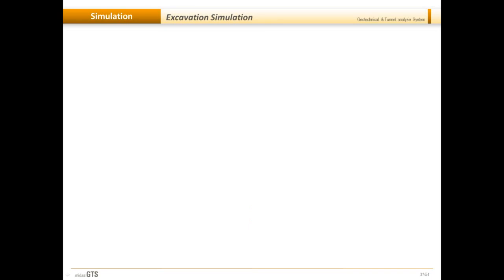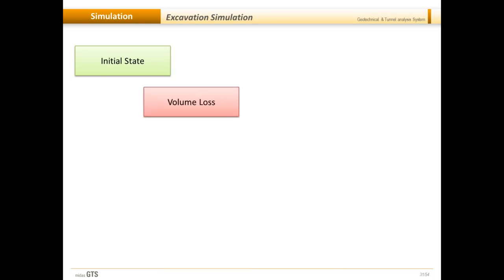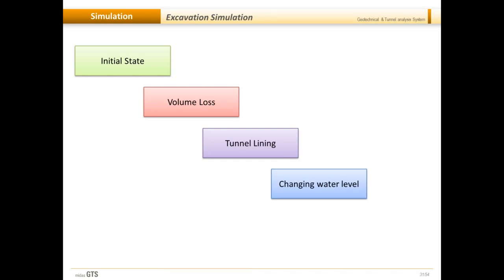And then the fourth part of the simulation is the excavation simulation itself. And this is the most important part of the entire simulation. So what I have done is I have divided this simulation into a number of topics that would be useful for your understanding. So first part is the initial state, then volume loss, then tunnel lining analysis, then changing water level, then construction schedule itself. So these are the 5 main topics that I will be touching upon and going over, to show how these simulations are to be done accurately. So starting with initial state.